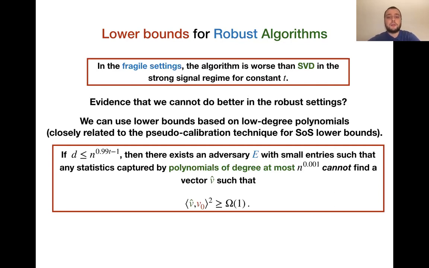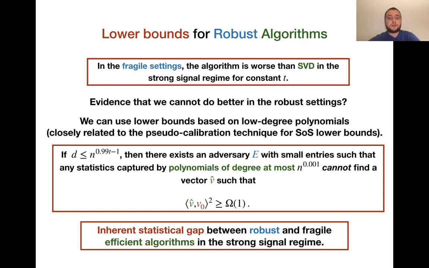We construct a distribution over adversarial matrices E, such that if we have an instance of the robust sparse PCA problem Y with this E, then low degree polynomials cannot distinguish this instance from just a standard Gaussian matrix, if D is smaller than n to the t, or more precisely, if D is smaller than n to the 0.99 t minus 1. So if D is significantly smaller than n to the t, then polynomials of degree at most n to the 0.001 cannot recover a vector with constant correlation with the v0.